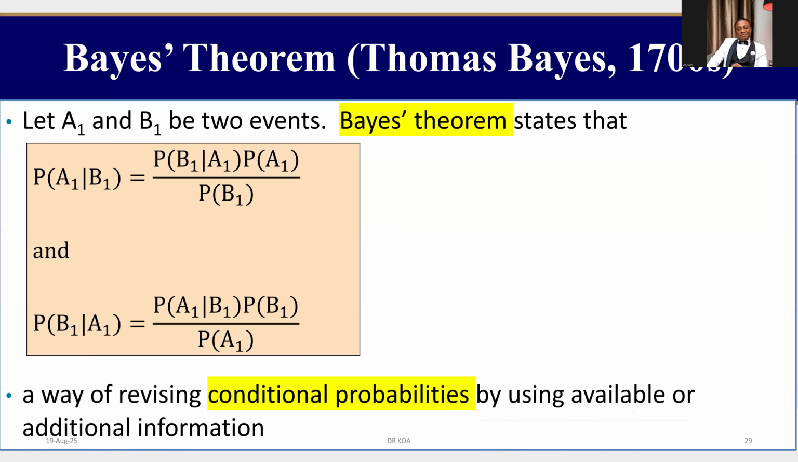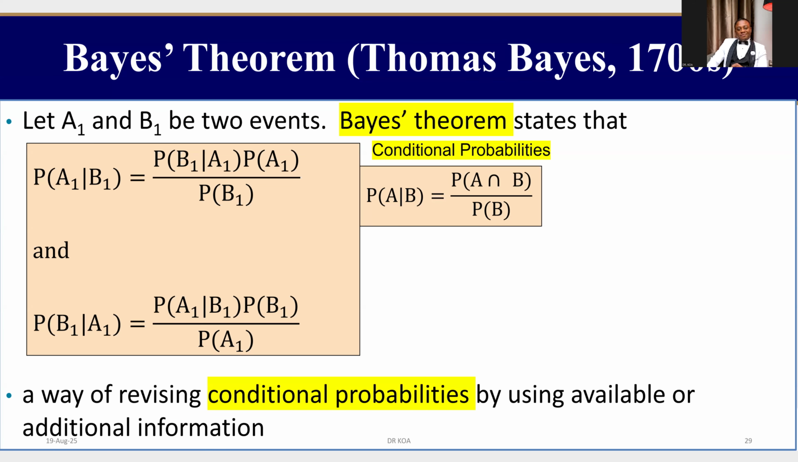So first thing, the conditional probability is this. That's what you see on the screen here. This part here is a conditional probability. The conditional probability of A given B is the probability of A intersection B divided by the probability of B. We know this.